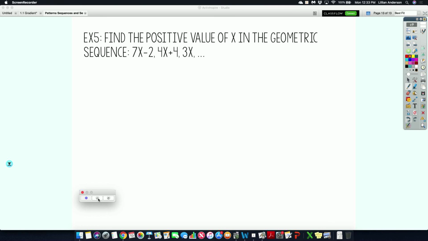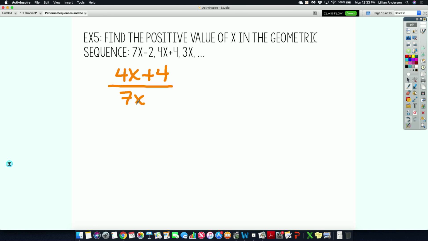Okay. Yes, you want to use the fact that the second term divided by the first term gives you your common ratio. What else gives you your common ratio, besides doing second divided by first? No matter what, shouldn't they be the same? So you set them equal to each other. 4x plus 4 over 7x minus 2 is equal to 3x over 4x plus 4. Because these will give you your common ratio, so they should be equal to each other.